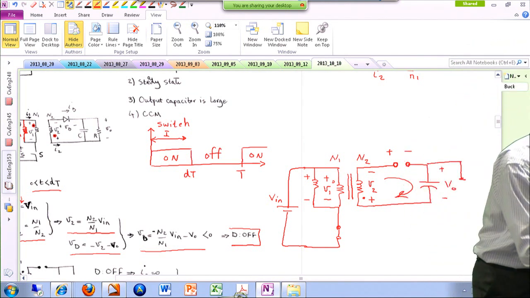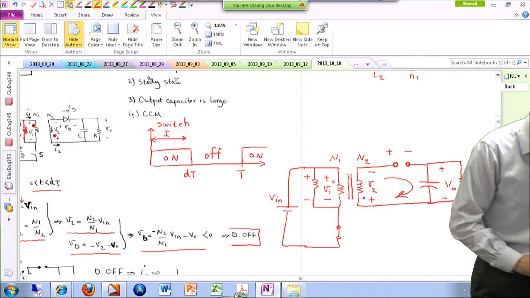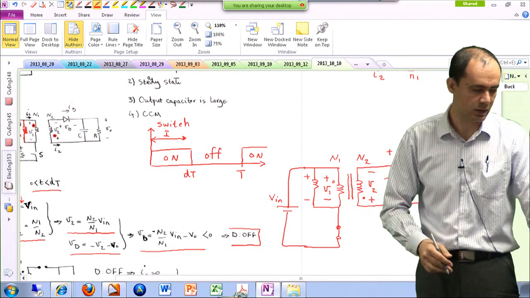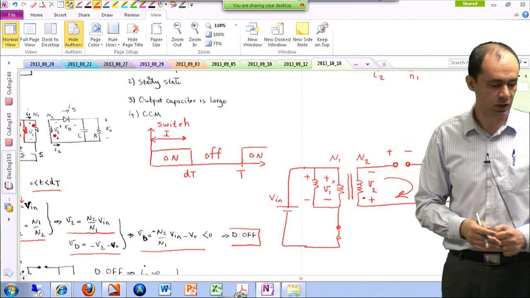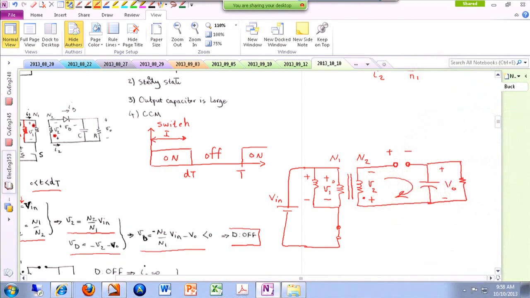So nothing much is going on on the secondary side of the transformer except that this capacitor is being discharged through the load, so the capacitor charge is going to go down. But on the primary side, you're energizing the system. You're energizing the magnetizing inductance of the transformer. Okay, so let's take a look at that.